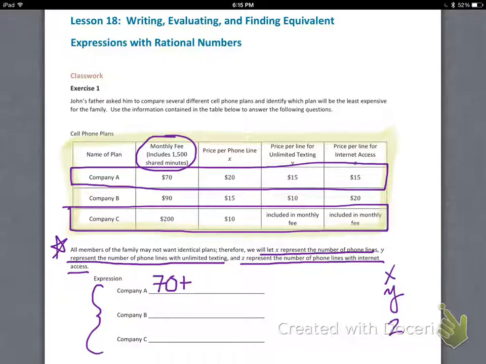Now price per phone line. Price per phone line. So in this case, it's 20.